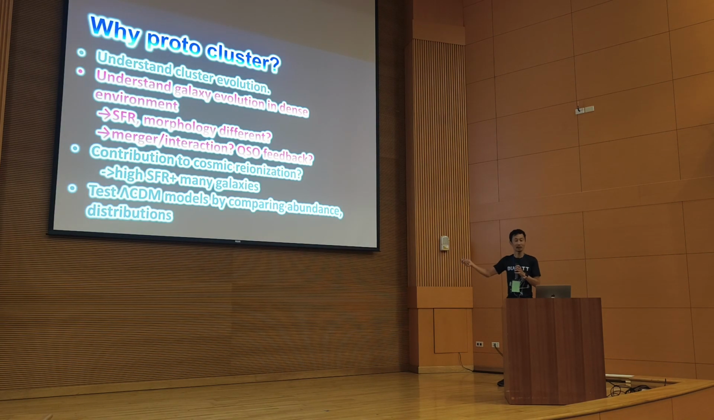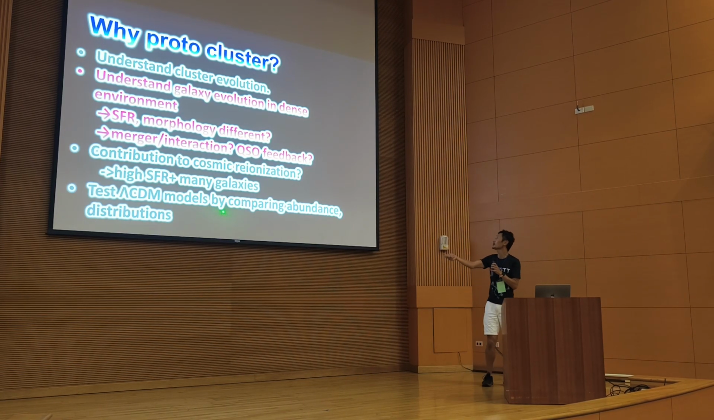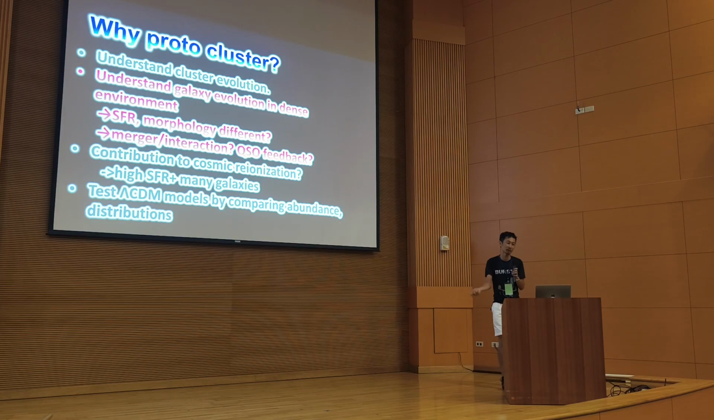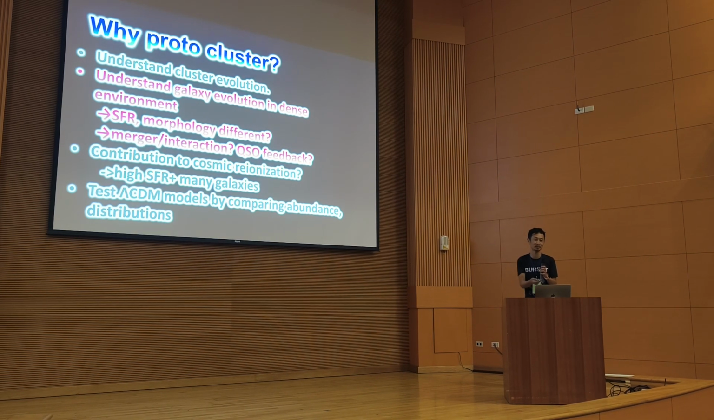Then there are the other reasons KJ covered: comparison with simulation models, and studies of galaxy evolution and cosmology. Also there may be a contribution to cosmic reionization if the galaxy number density is 3 orders higher and the star formation rate is higher in protoclusters. So we want to study this. There are a lot of studies to do with protoclusters, so protoclusters are important.